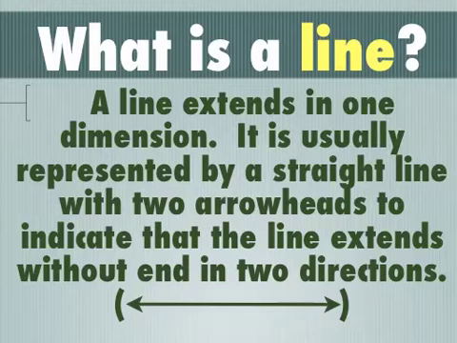What is a line? A line extends in one dimension. It is usually represented by a straight line with two arrowheads to indicate that the line extends without end in two directions. Again, in the parentheses, this would be a line. It's a straight line with two arrowheads. A line extends without end in two directions. We're kind of limited because we have to show it on paper. But if you can imagine a line that goes on forever and ever, that is truly a line.